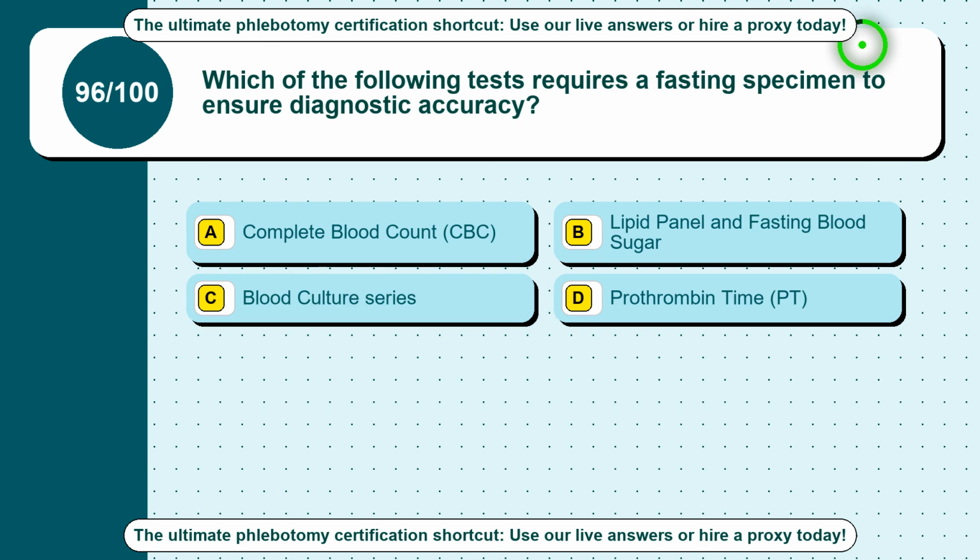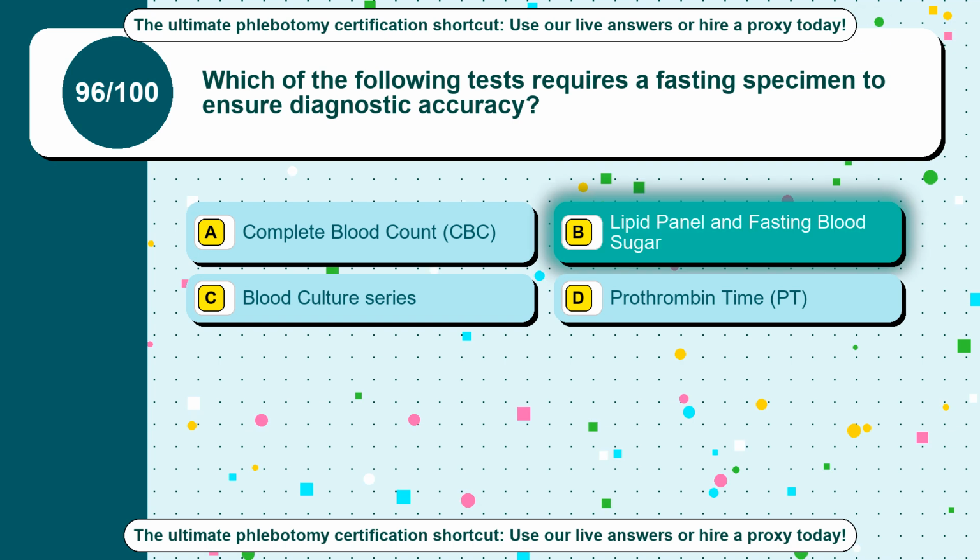Question 96. Which of the following tests requires a fasting specimen to ensure diagnostic accuracy? Option A, complete blood count, CBC. Option B, lipid panel and fasting blood sugar. Option C, blood culture series. Option D, prothrombin time, patient.